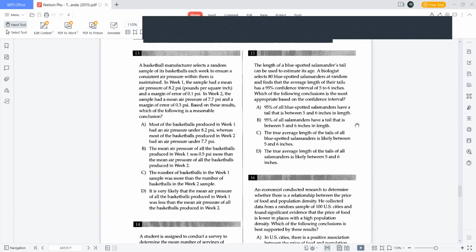The length of a blue-spotted salamander's tail can be used to estimate its age. A biologist selects 80 blue-spotted salamanders at random and finds that the average length of their tails has a 95% confidence interval of 5 to 6 inches. Which of the following conclusions is the most appropriate based on the confidence interval?